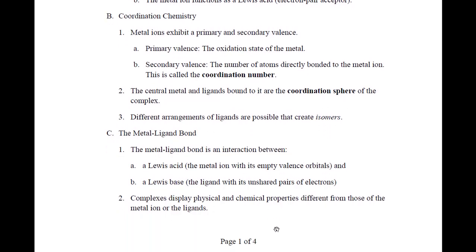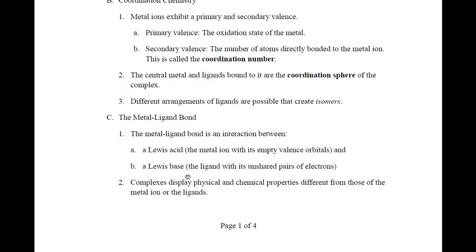The metal-ligand bond. This is the interaction between, of course, the metal, which acts as a Lewis acid, and has at least one empty d orbital in order to coordinate electrons, and a Lewis base, which is the ligand, a pair of electrons, at least one pair of unshared electrons, that is going to coordinate into those empty d orbitals. So a Lewis acid is an electron pair acceptor, a Lewis base is an electron pair donor.